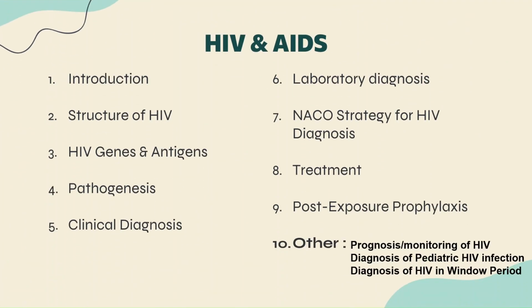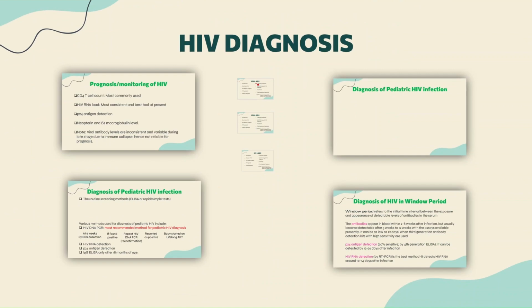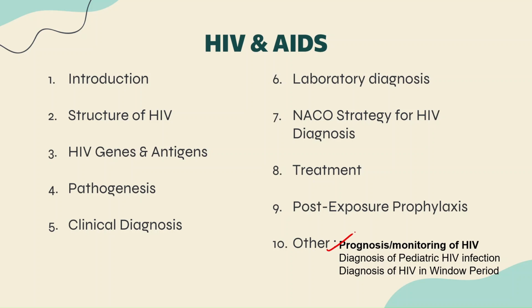Now we are going to have a look at some other important related topics here, such as prognosis or monitoring of HIV, which tests we can use. Then the diagnosis of HIV in the pediatric age group and in the window period. So let's have a look at that. Let's first describe the prognosis or monitoring of HIV.